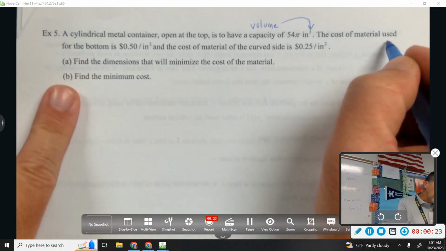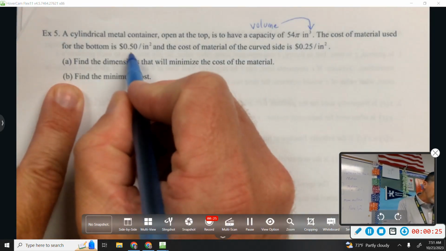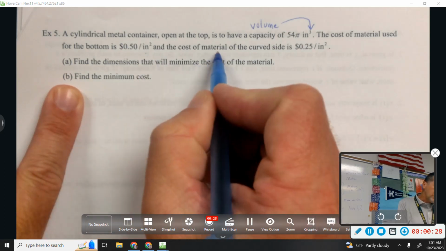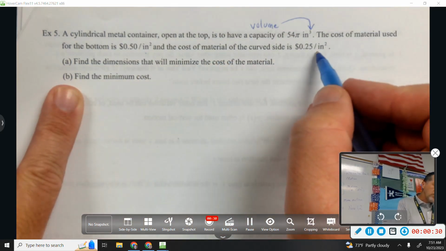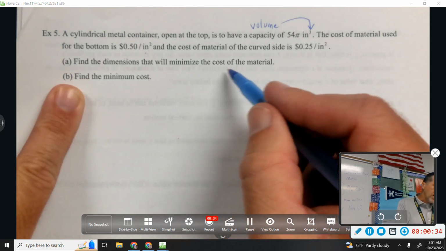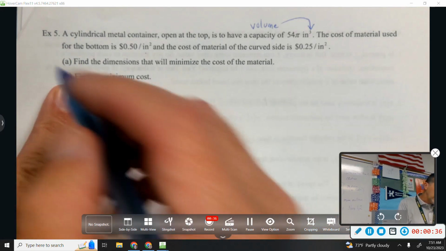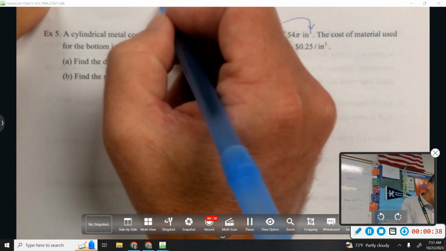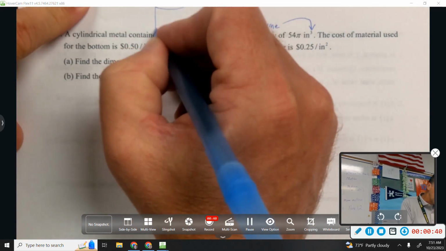The cost of material used for the bottom is 50 cents per inch squared. The cost of material for the curved side is 25 cents per inch squared. Find the dimensions that will minimize the cost of the material. Okay. Perhaps a picture.